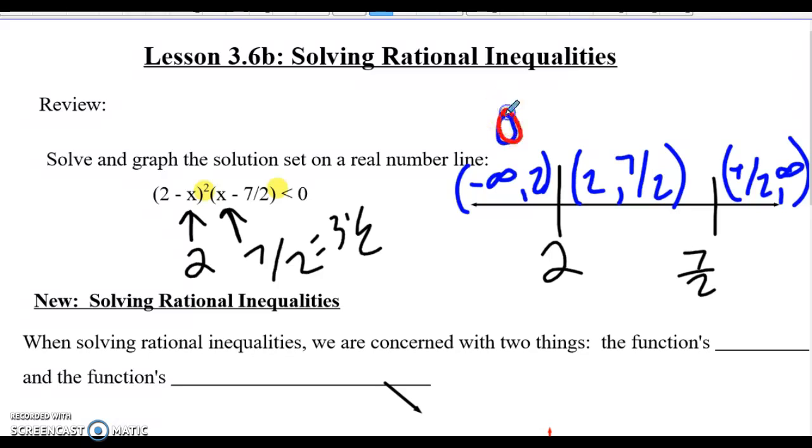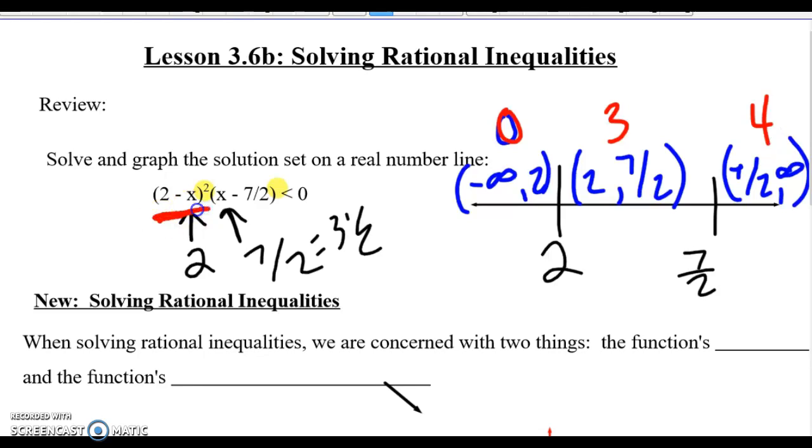Why'd you pick 0? I don't know, because it was nice and it was less than 2. Then a number between 2 and 7/2. Well, 7/2 is 3.5, so I'm just going to pick 3. Are there other things I could pick? You bet. It just is nice. Then I'm going to pick over here 4.